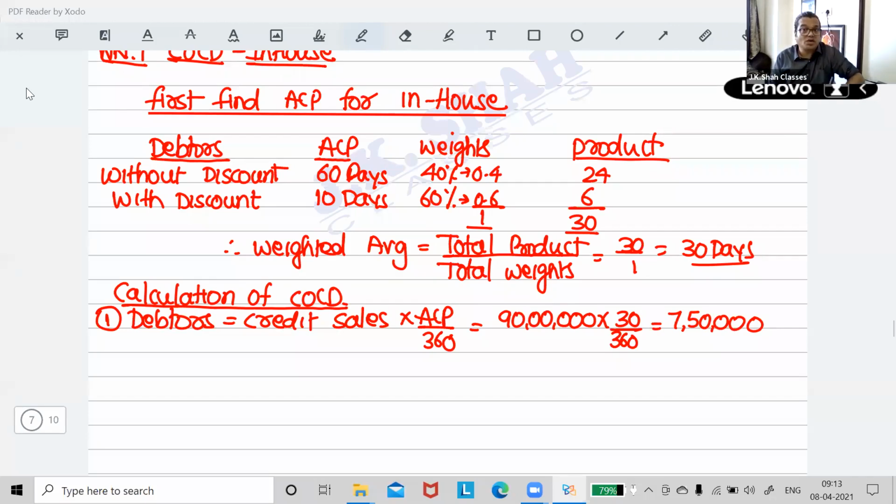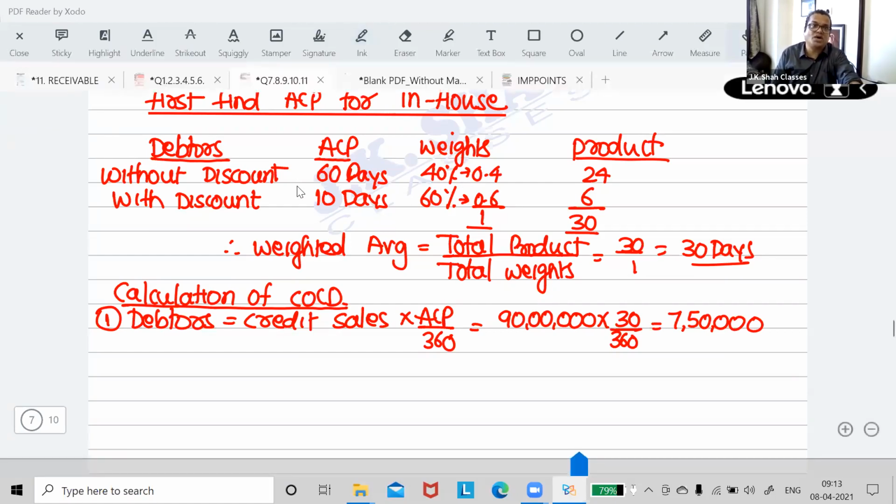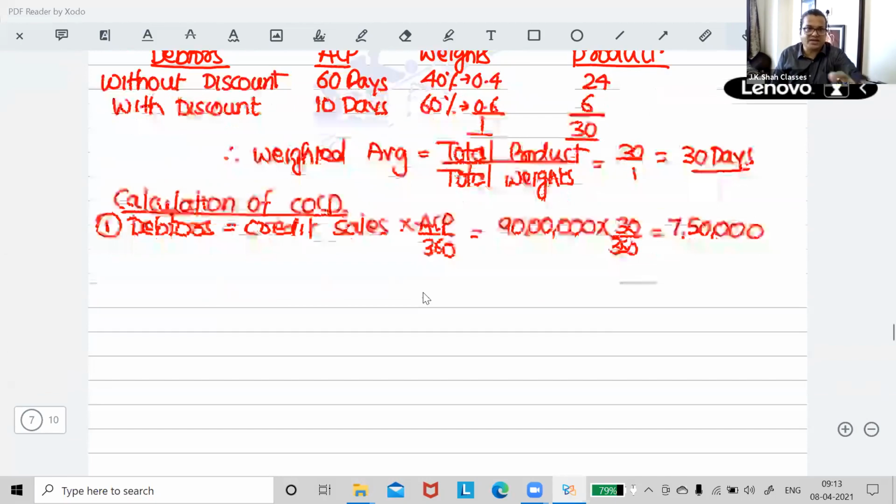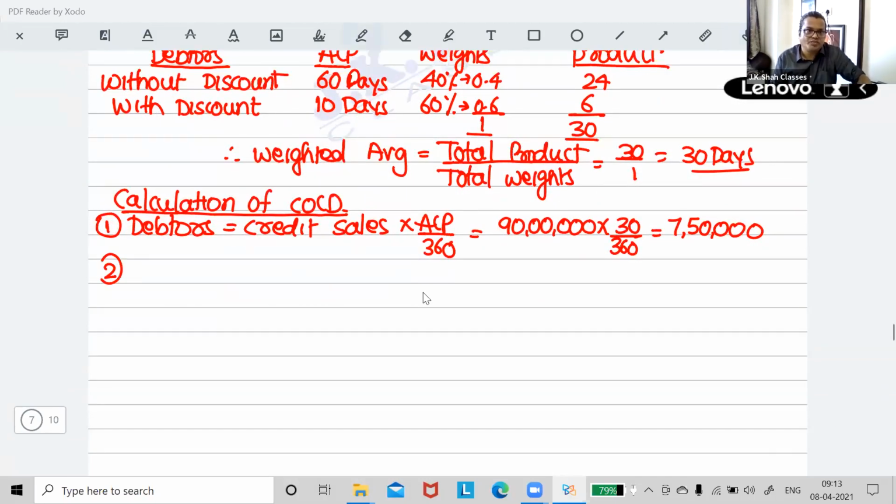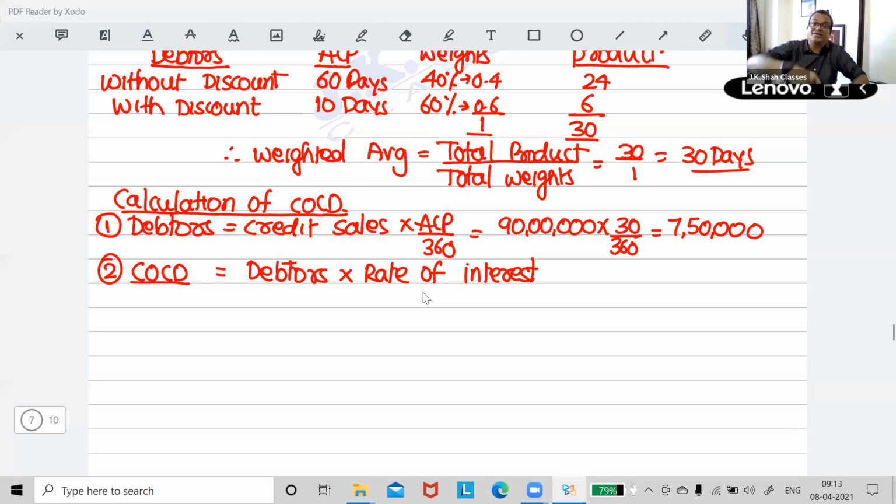Now what, guys? First step is the data. Second step is the calculation of COCD. So step two: COCD comes as debtors into rate of interest. Now here again I have two options. How is the company financing? Read the question.